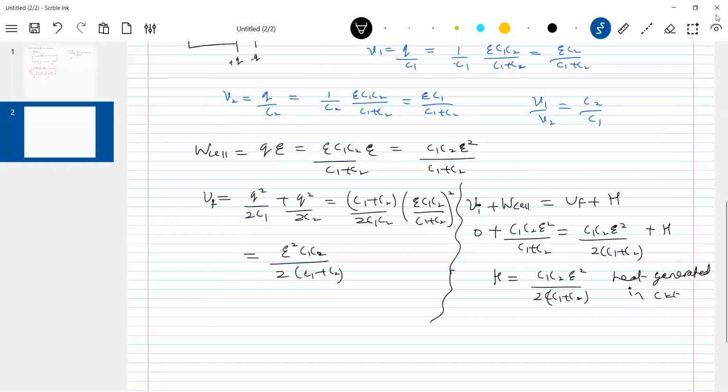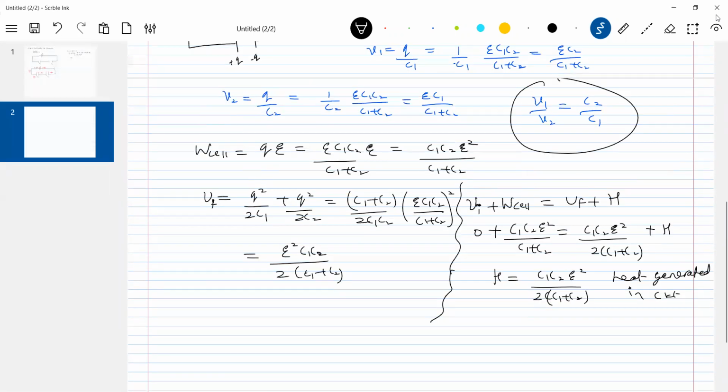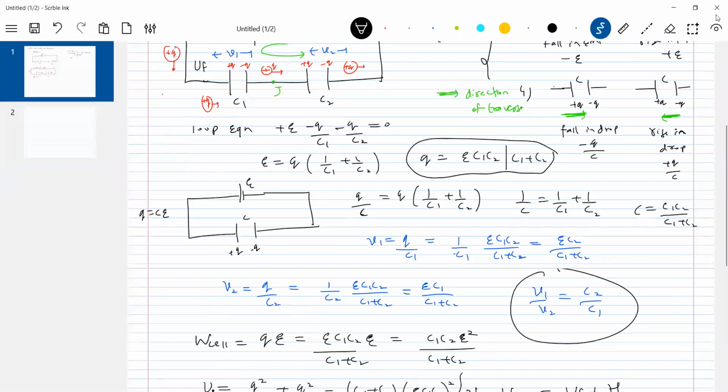Okay, this is about capacitors in series, where C equals C1 C2 by C1 plus C2. This is the formula. You should remember this potential divider. Then this heat generated. This is about the capacitors in series, with the same KVL and everything as shown. Isolated junction.